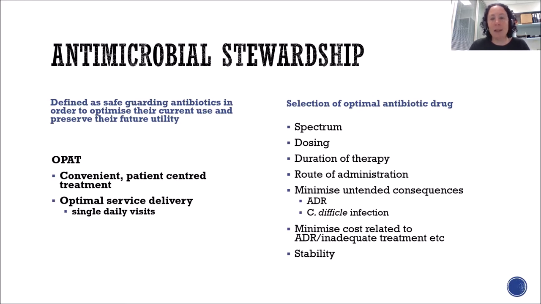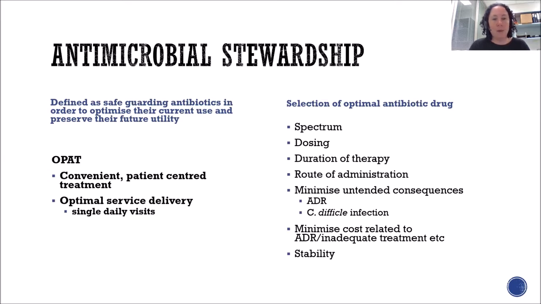This relates to choosing the antibiotic spectrum, the dosing of the drug, the duration of therapy that you give, the route of administration. We attempt to minimise unintended consequences such as adverse drug reactions, and as such minimise the cost related to these adverse effects, and also, particularly in OPAT, stability of these drugs in the community setting is very important. And there's often a tension with all these AMS principles with how OPAT is set up. OPAT is defined as convenient patient-centred treatment, and optimal service delivery is often based on single daily visits.